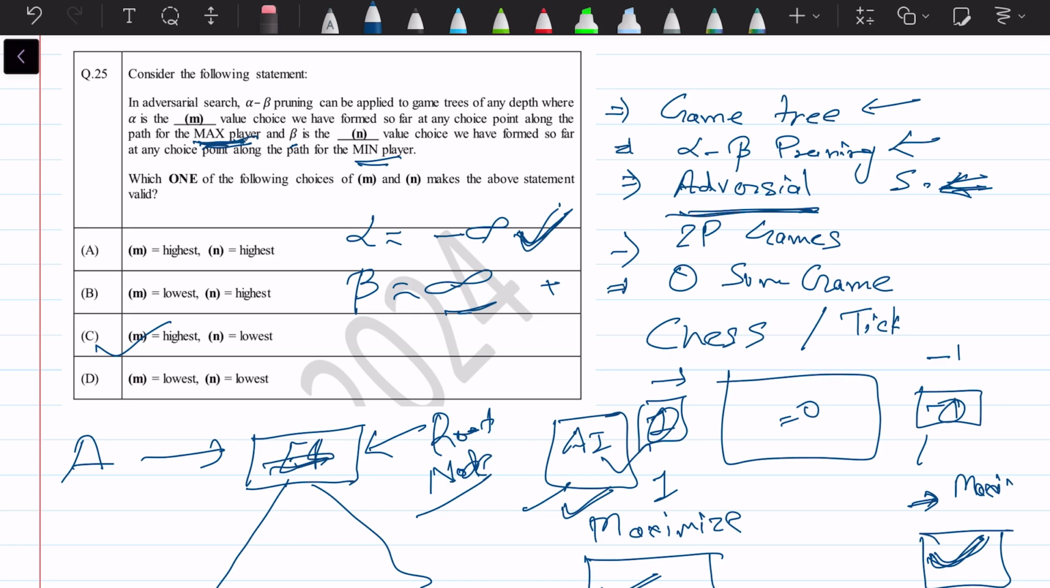Okay. So far at any choice point along the path for the max player, we will know that this is the maximum value because we initialized it with negative infinity and incremented it whenever we found a higher number. Also, this is a max player, so you can get the hint from here. In the same way, for a min player, we initialized it with infinity, and whenever we find a lesser number than infinity, we update it with a lesser and lesser number. So along the path, we will have the lowest number for our beta value, and also this is for min. So it will be lowest. So our correct answer will be C.